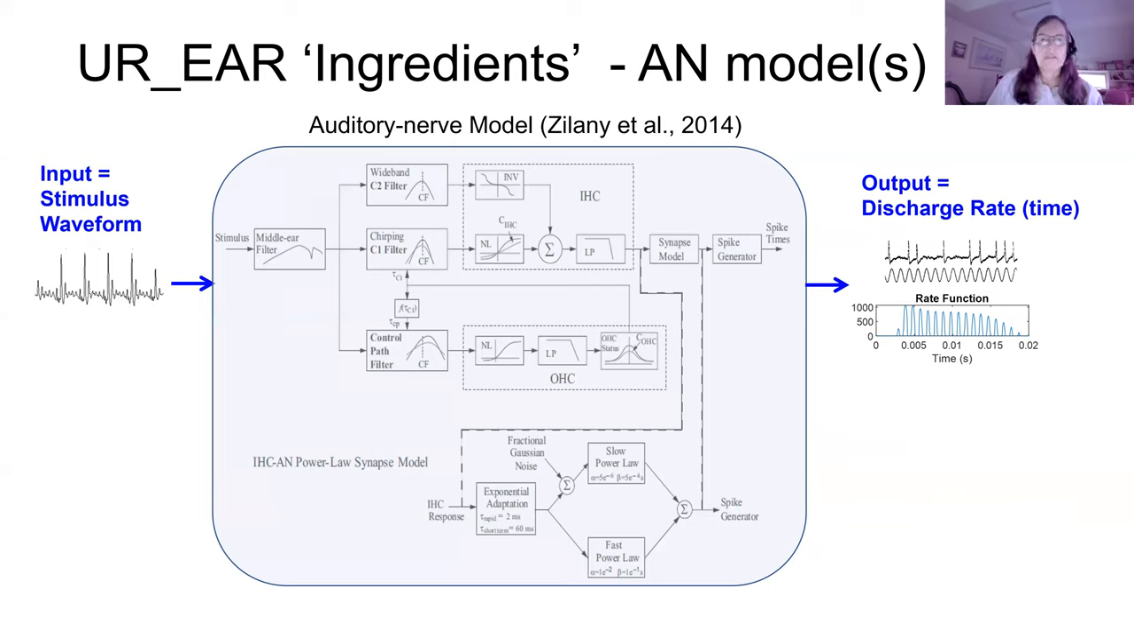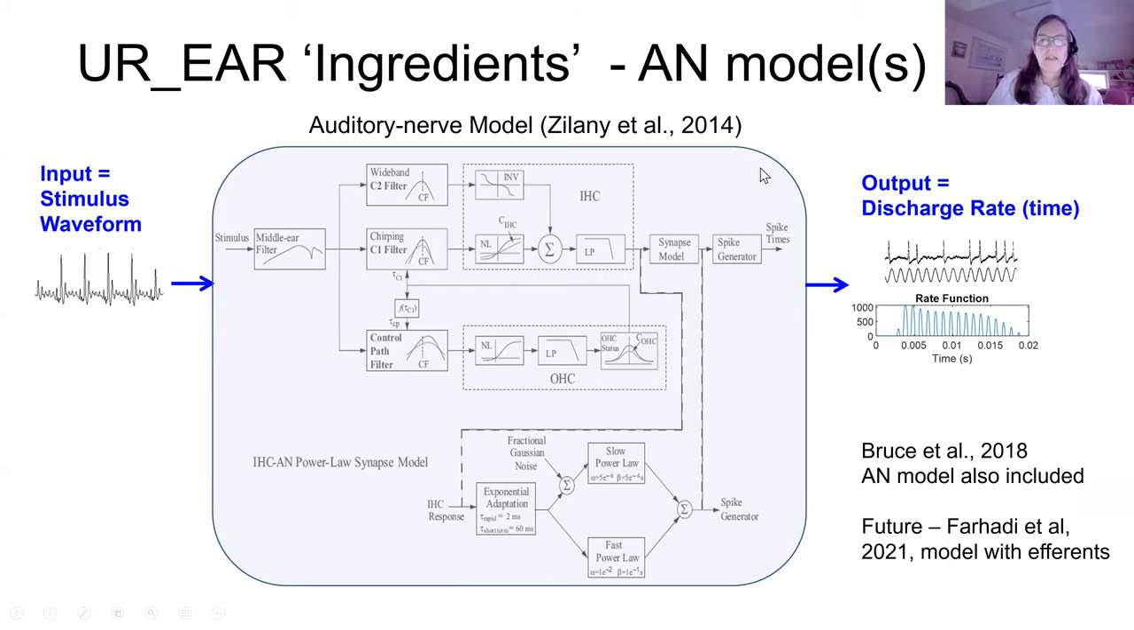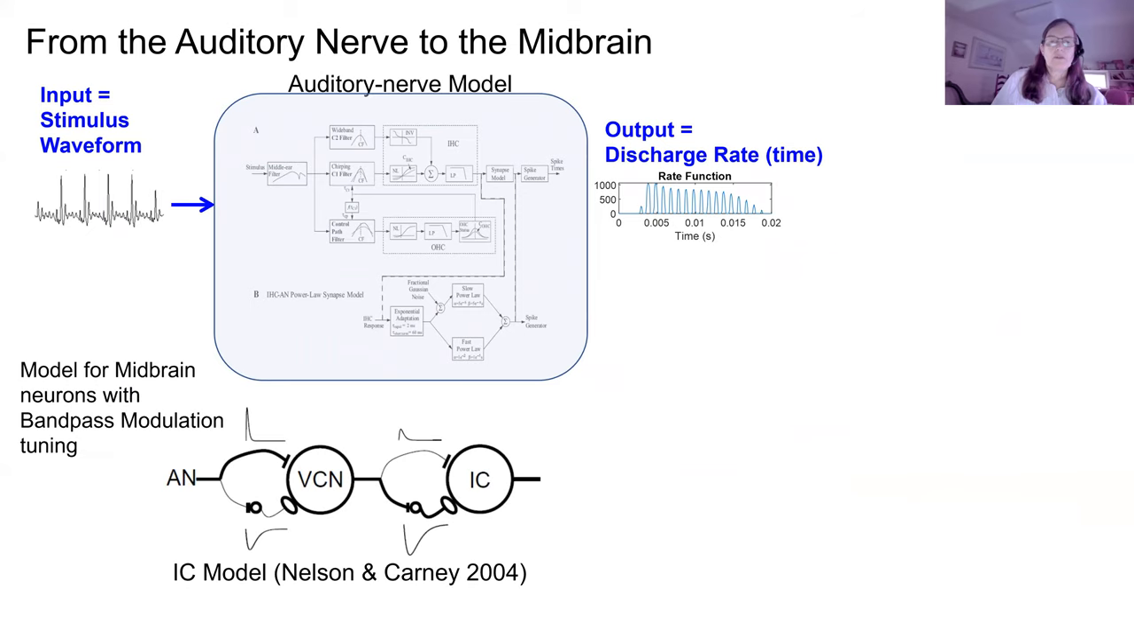The current model is that of Zilany et al., 2014, but another model that's hosted in the web app is the more recent model of Bruce et al. And we're planning to upload future models as they're developed, such as a new one that our lab's developing that includes efferents.